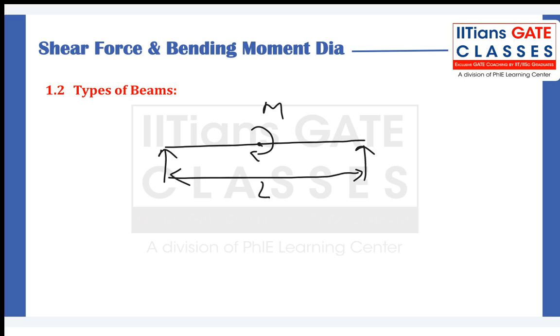Now, to the right of this moment and to the left of the moment, how will the bending behavior be? You have now heard of sagging and hogging. Those who have learned this subject already, what is the sagging moment? What is the hogging moment?